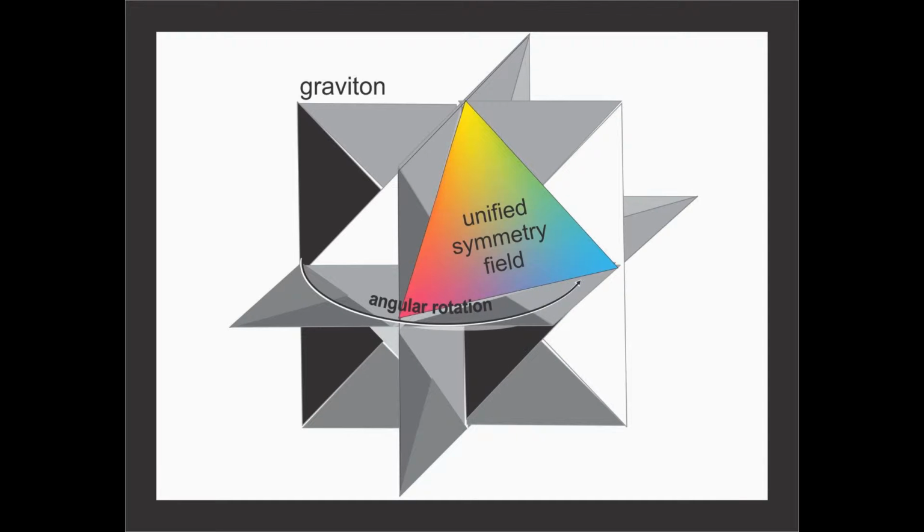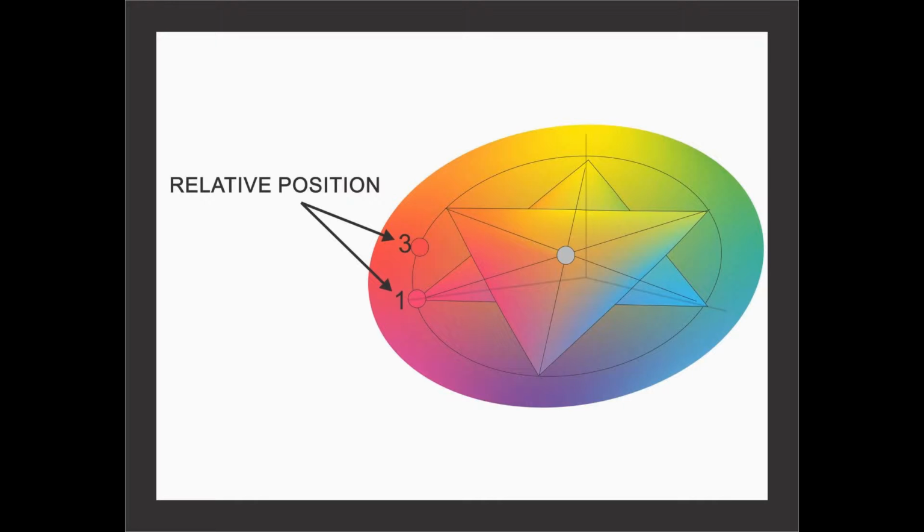The graviton particle is composed of three unique planes that unite to form the equilateral unification plane. The unification plane is defined as the unification symmetry field because it defines symmetry order for all subsequent particles. Each graviton added to the unified symmetry field will be defined by its relative position within the field. Given that the graviton is the building block for all particles, then all particles will be defined by their position within the unified field.